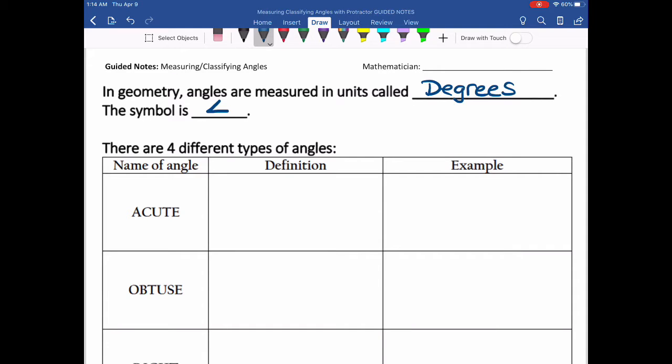Okay, hello everybody. Today's lesson is going to cover how to measure angles using a protractor and angle measurements in general. Okay, so in geometry, let's go ahead and start with our notes here. In geometry, angles are measured in units called degrees.